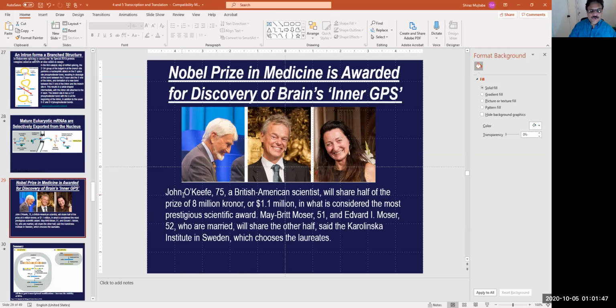And John O'Keefe, British American scientist, will share half of the prize for getting awarded in medicine for discovering transcription and processes like that.